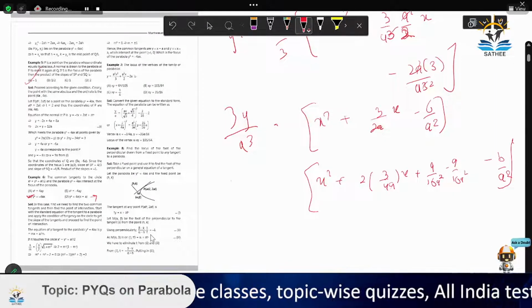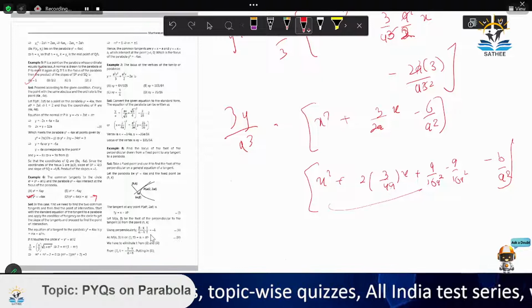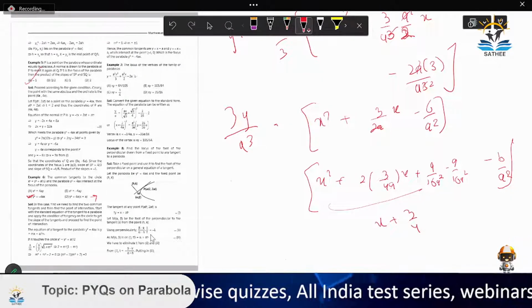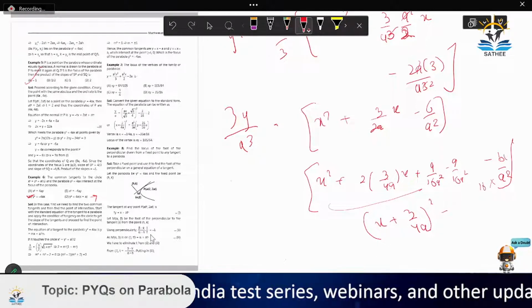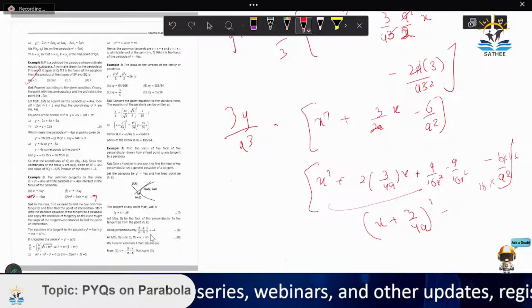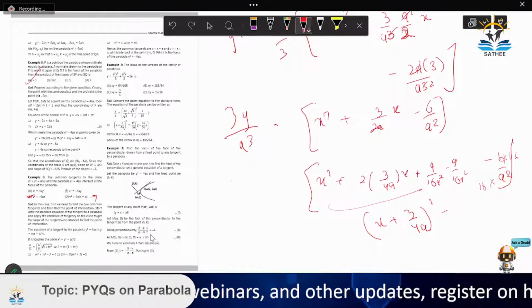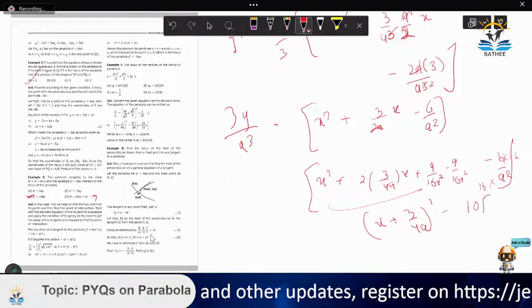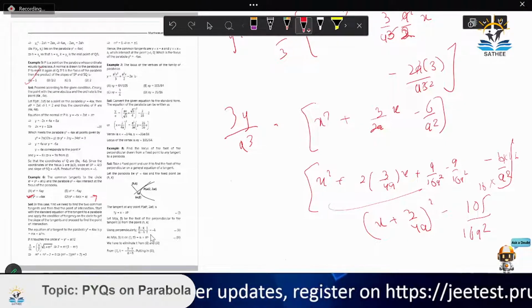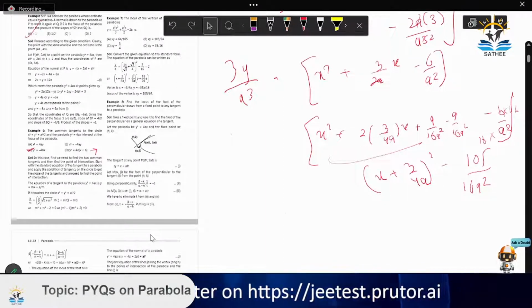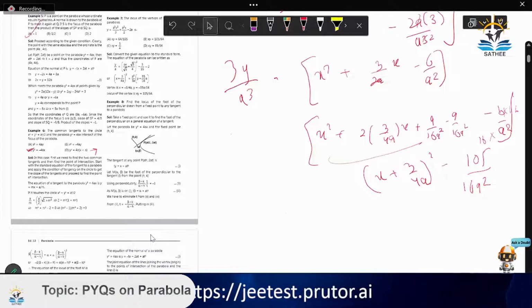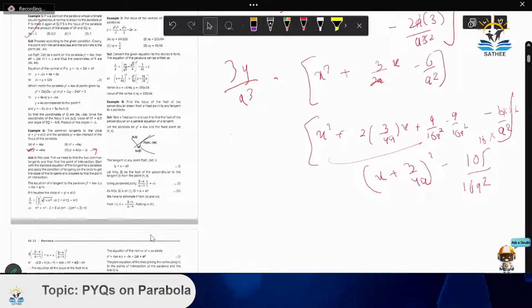Right? And this is my whole square. So this looks like x plus 3 by 4 whole square minus this into 16, this into 16. 6 into 16 is 96 apparently, and 96 plus 9 is 105. So 105 by 16 a square. So I'll send it that side. So it becomes 3 times a cube plus 105 by 16 a square is equal to x plus 3 by 4 a whole square.